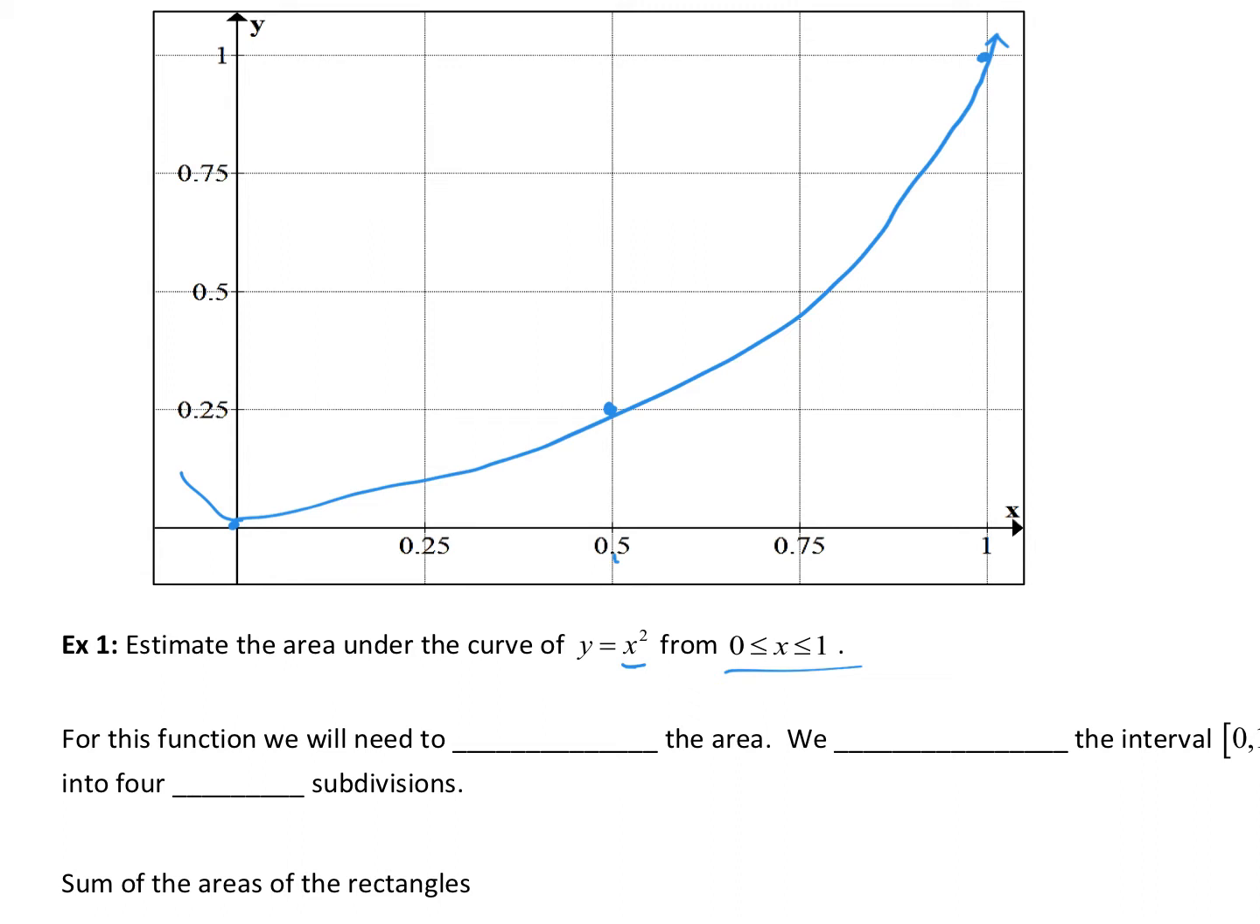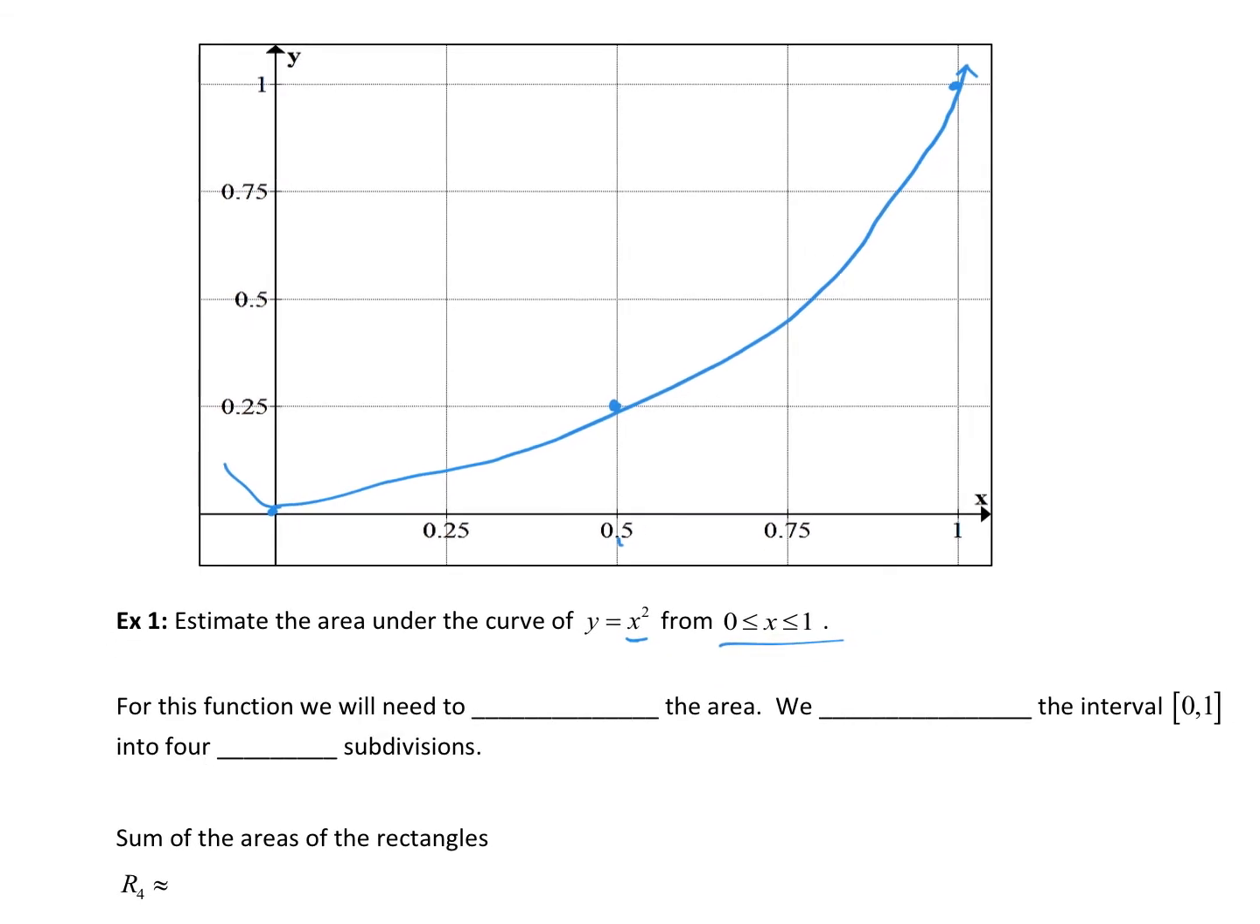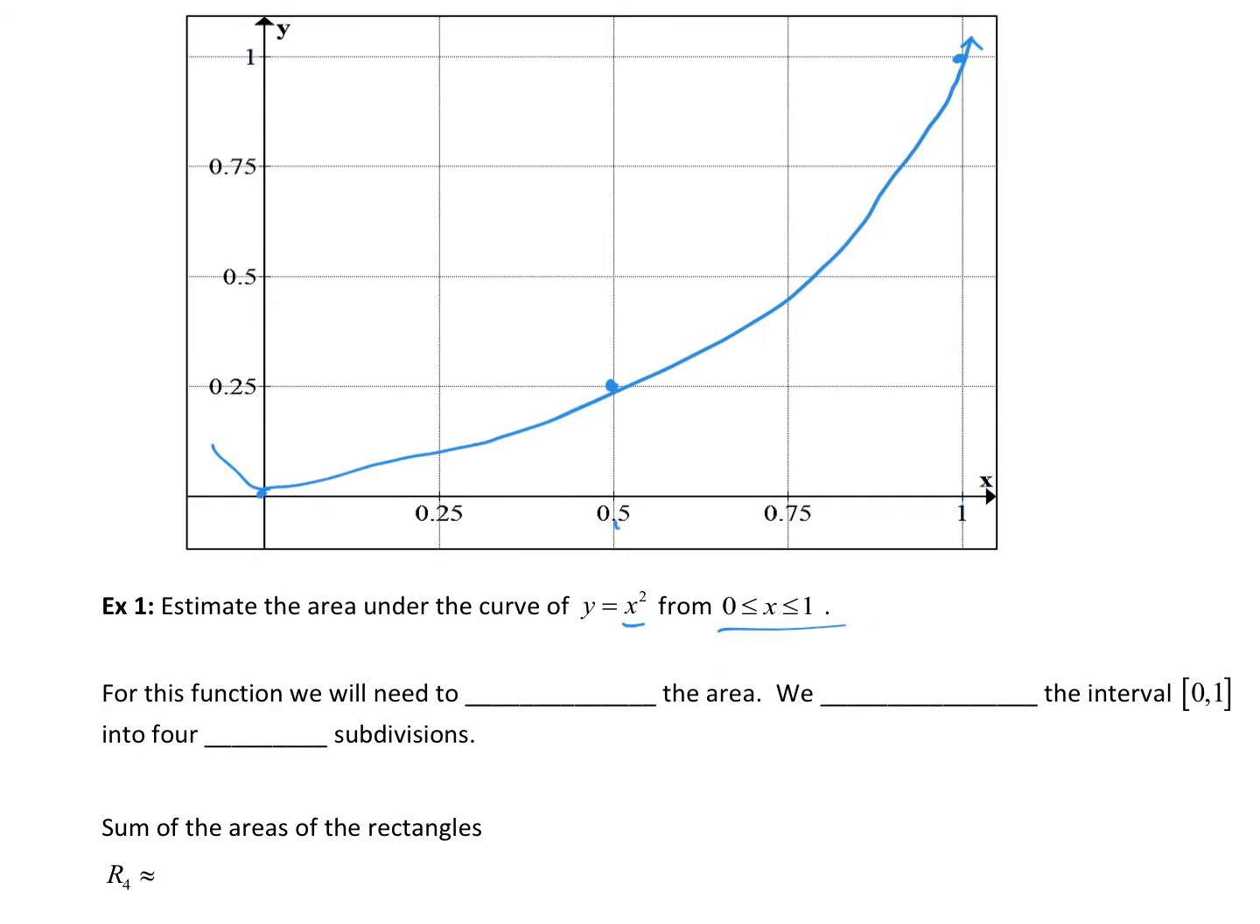So it says estimate the area under the curve. I'm looking for this area here. This is not a rectangle, this is not a circle. It's not exactly a triangle. This is some random shape that's formed by x squared. So I'm going to try to find this area. So the question is, how do I do that? Our first strategy is we're going to try to estimate. For this function, we'll need to estimate the area. I don't know how to get an exact one yet.